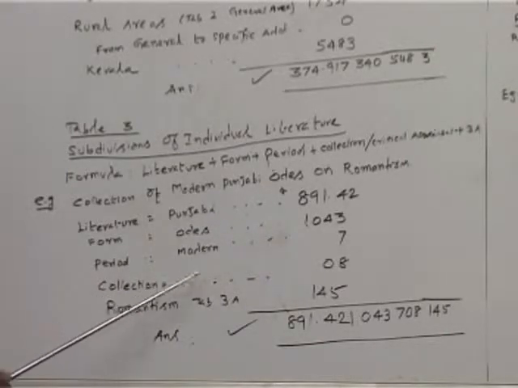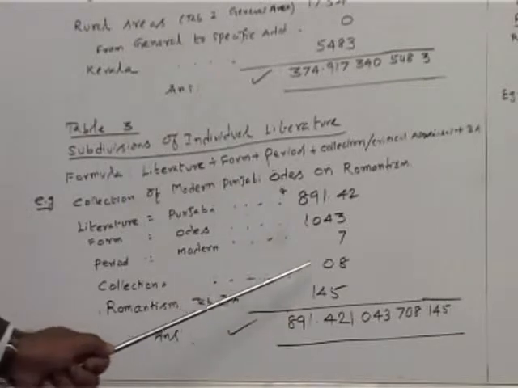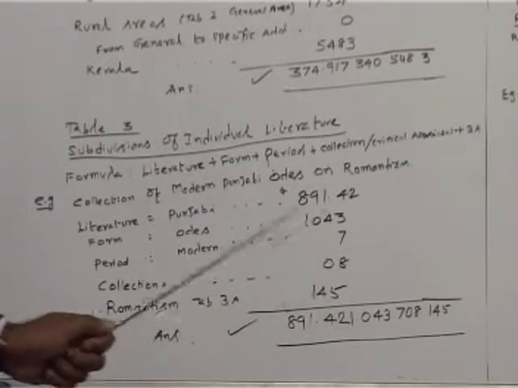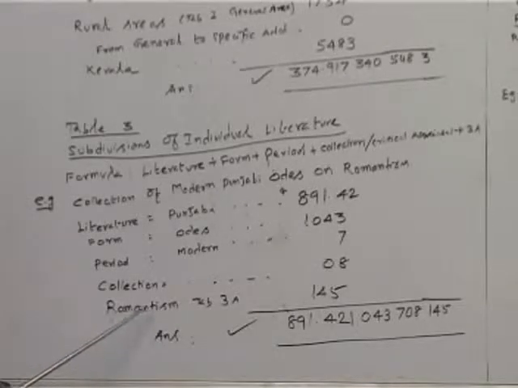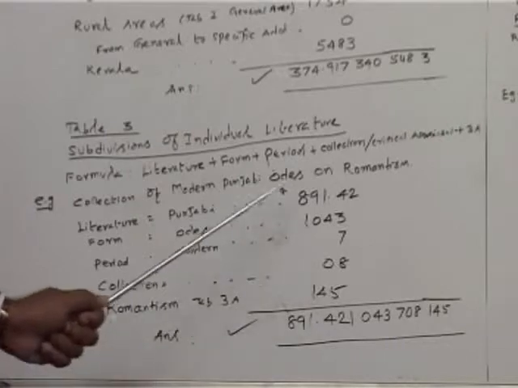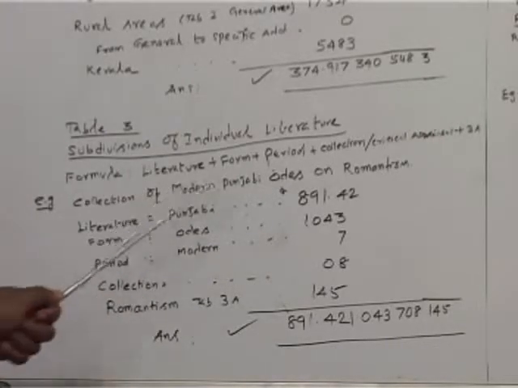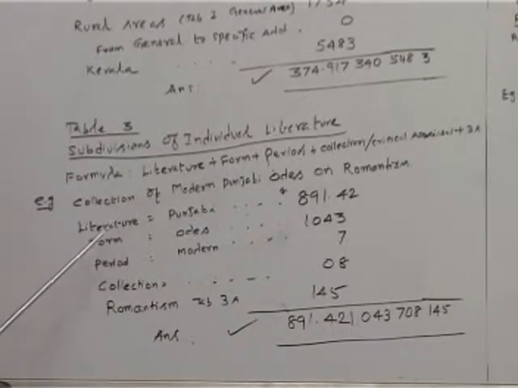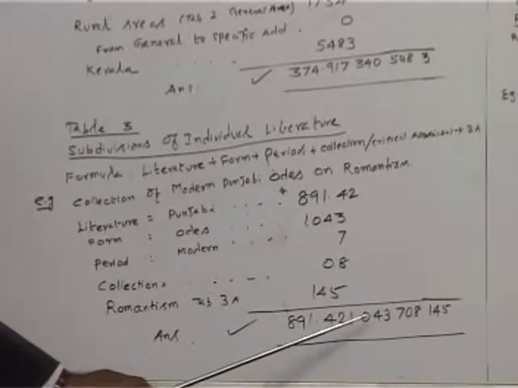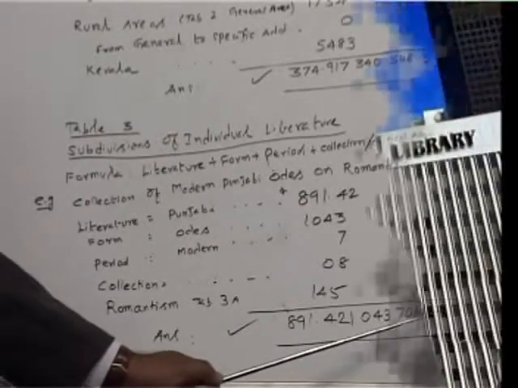Then for collection, you again have to come to table 3. There you can find the collection number 08. Then for romanticism, there you can find an instruction to go to table 3A. There in table 3A you can find romanticism with the number 145. Now we have collected all the numbers according to this formula: literature plus form plus period plus collection and romanticism from table 3A. Now the final answer is 891.421043708.145. So let us go for table 4 now.